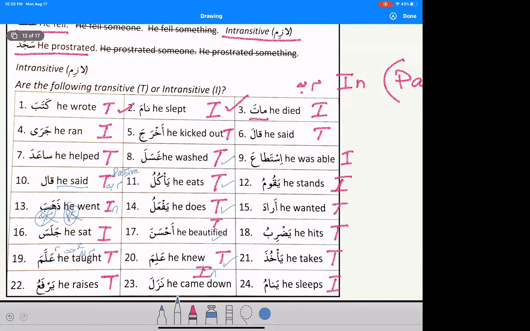Intransitive, lazim. Transitive. Yaqumu, he stands, intransitive. Arada, he wanted something, transitive. Yadribu, he hit something, transitive. Yakhudhu, he takes something, transitive. Very good.